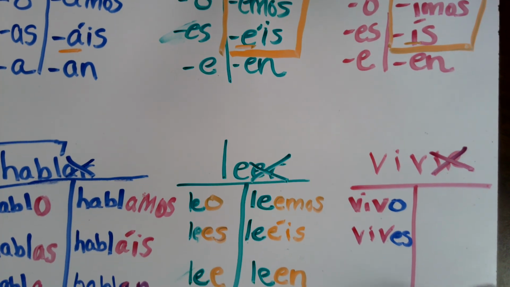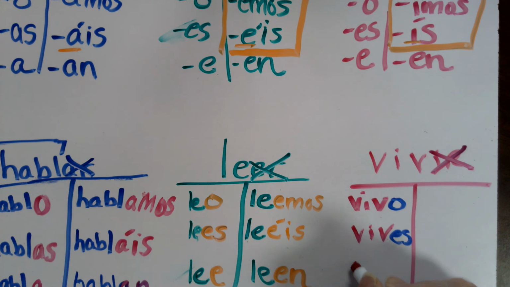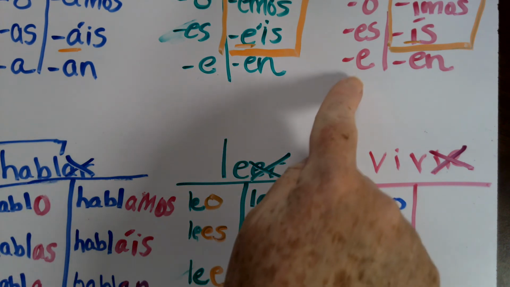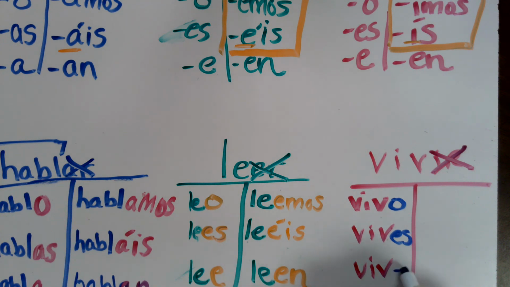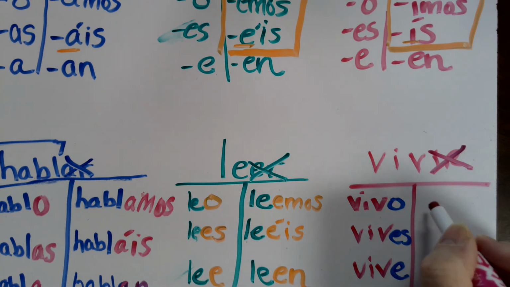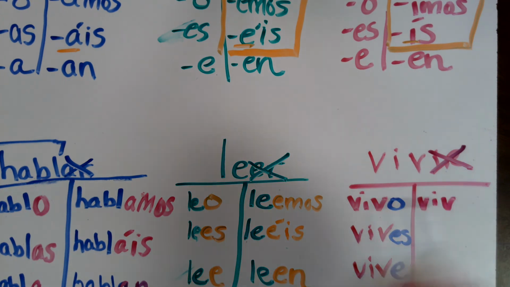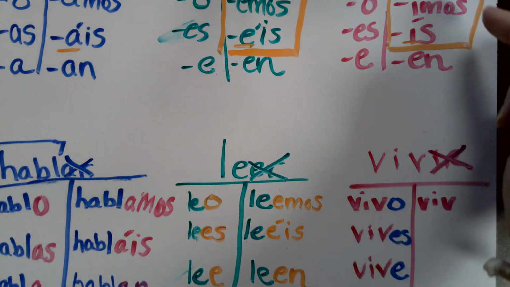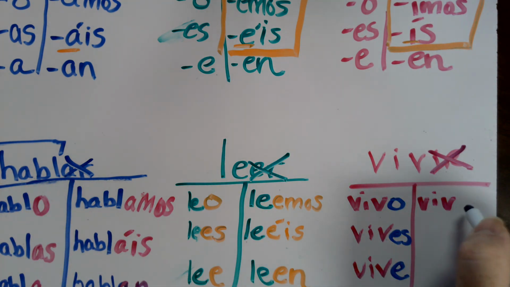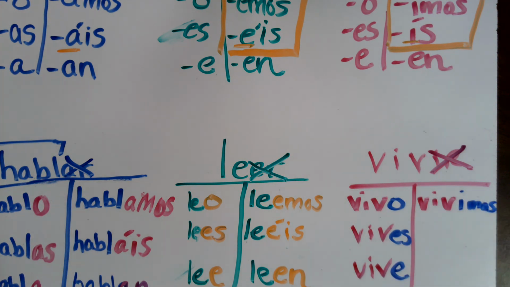For he or she lives, I start with my stem. I check my ending for an usted, él, ella form. Usted, él, ella vive. For nosotros, we live, start with the stem. Check my ending, it is imos. So nosotros vivimos. We live.